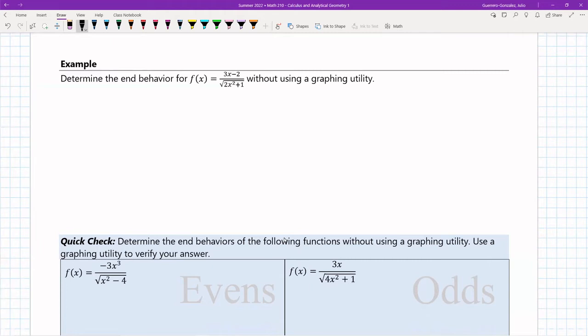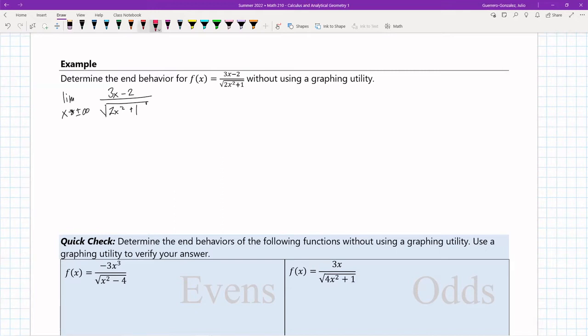So what I'm going to do here is I need to find the limit as x approaches positive or negative infinity of 3x minus 2 over the square root of 2x squared plus 1. Okay, what I'm going to do is multiply by 1 over the biggest power that I see. Let me actually write it out over here.